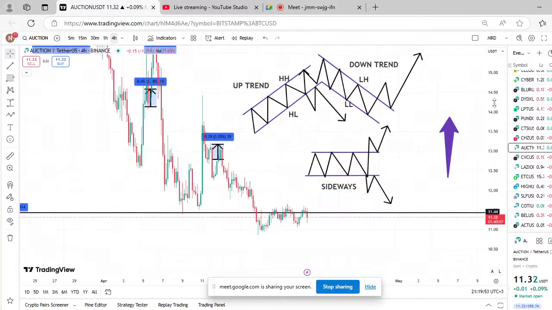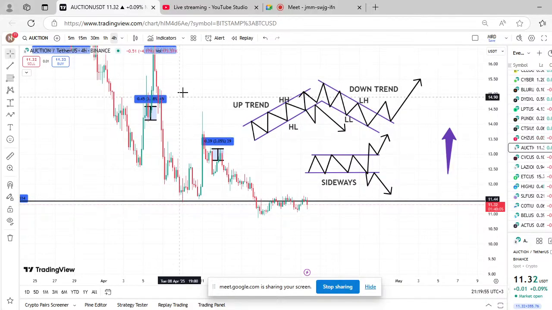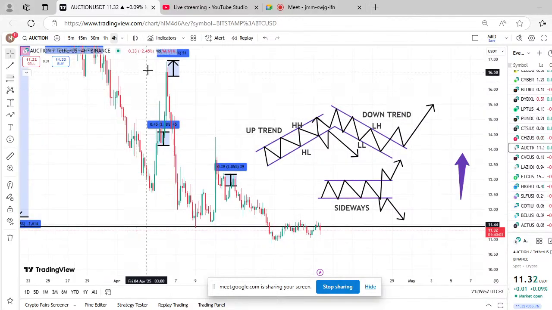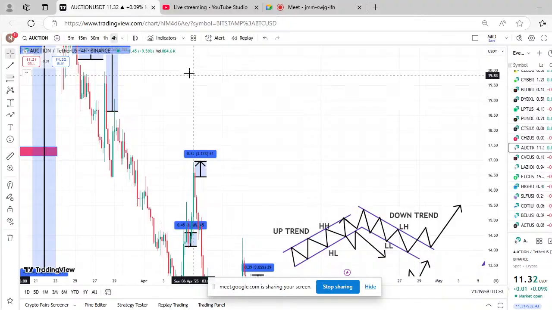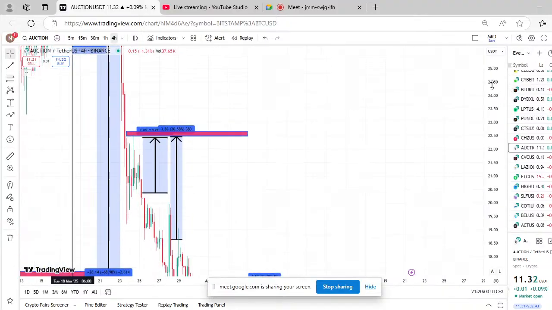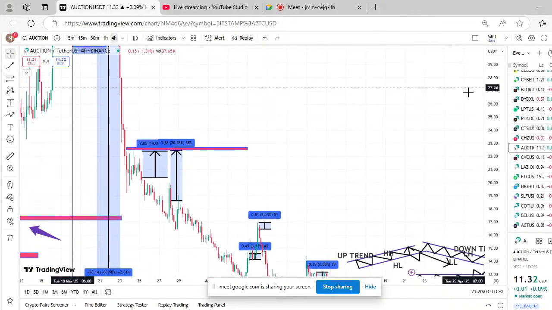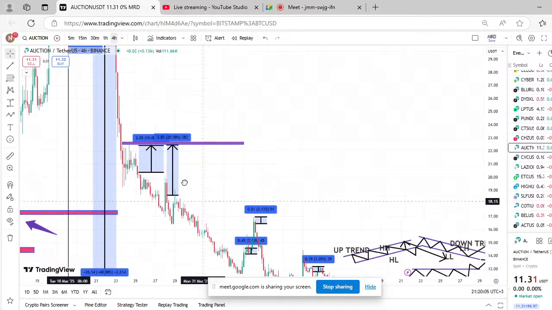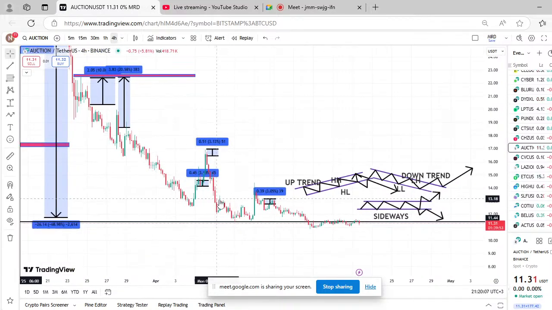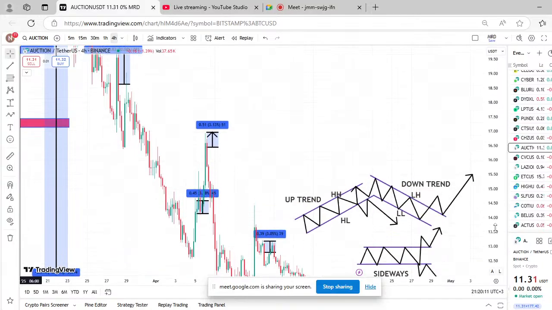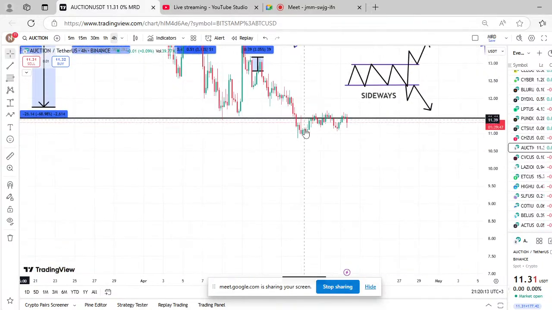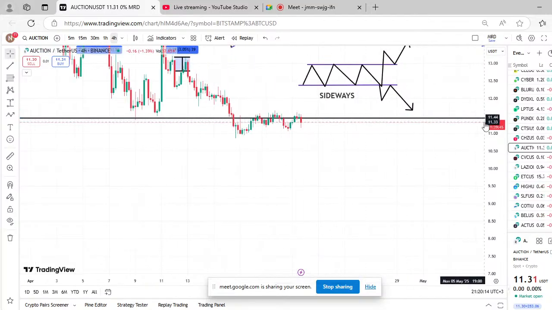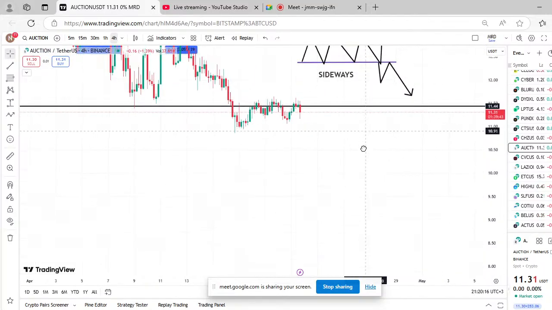When we go to the chart here, you can look at how the chart was dropping, how these candles were dropping, from this side, down, down, down. Now it is ranging. It is ranging right now. When you look at this one, where is the high? Nowhere. Where is the low? Nowhere.